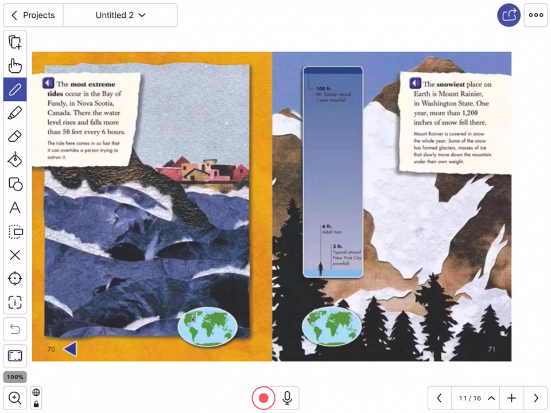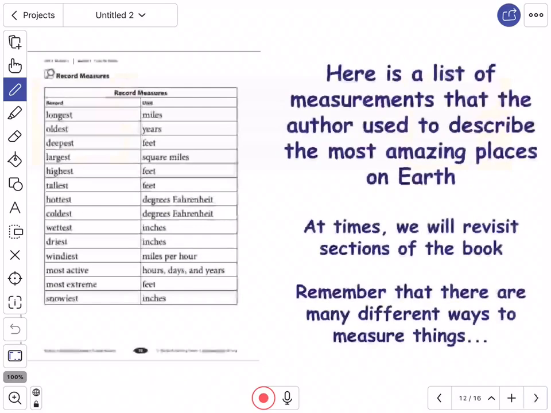All right. Moving on here, here's the last page of our book. The most extreme tides occur in the Bay of Fundy in Nova Scotia, Canada. The water level rises and falls more than 50 feet every 6 hours. The tide here comes in so fast that it can overtake a person trying to outrun it. The snowiest place on Earth is Mount Rainier in Washington State. One year, more than 1,200 inches of snow actually fell. Mount Rainier is covered in snow the whole year. Some of the snow has formed glaciers, masses of ice that slowly move down the mountain under their own weight.